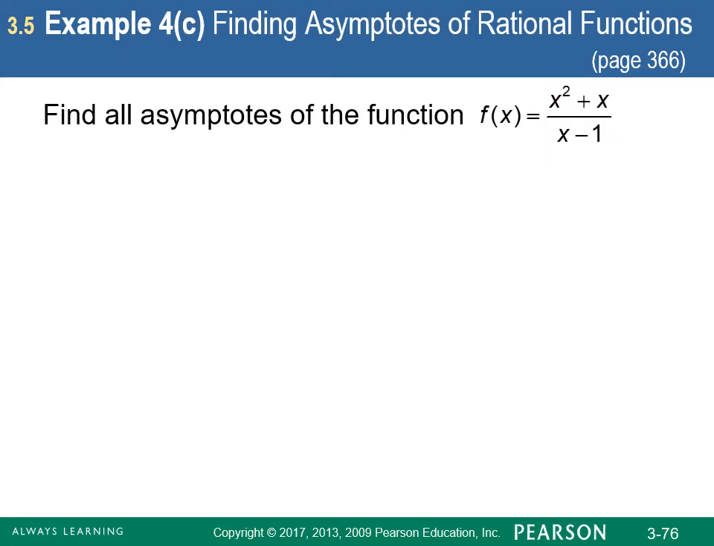So let's try that again. When we're looking at the x minus 1, if x minus 1 were 0, then x would be 1. That is the vertical asymptote. If we take these two terms, the top has an exponent of 2, the bottom has an exponent of 1. If the top exponent is bigger than the bottom exponent, then there is no horizontal asymptote.